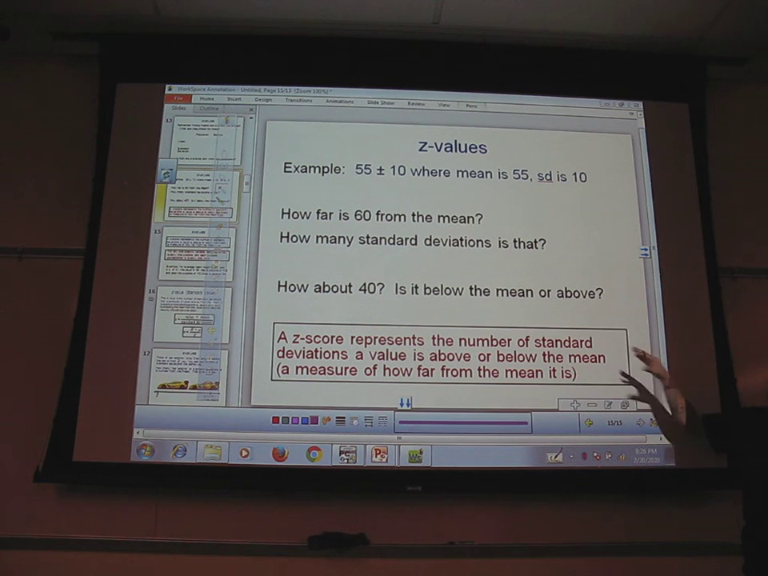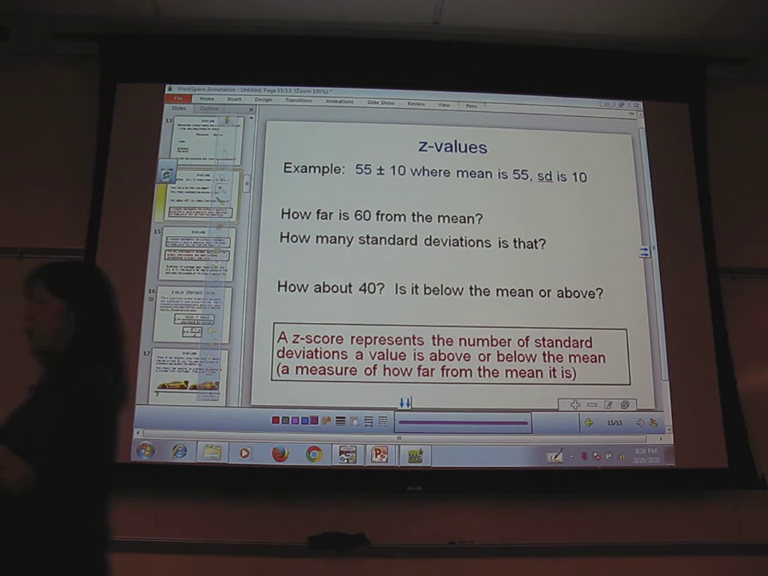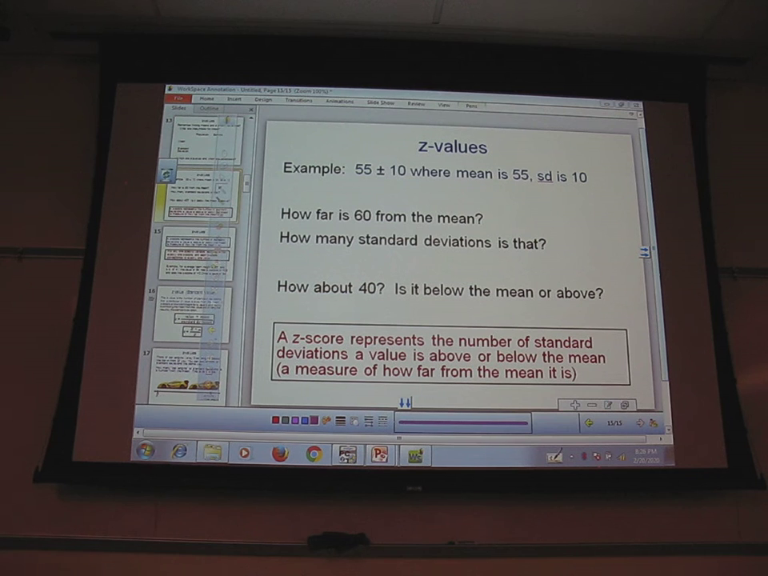I need you guys to all say this with me, not the last line, but the first 2 lines. Ready? 1, 2, 3. The Z-score represents the number of standard deviations of values above or below the mean. Good. You need to know this. It's really important. It comes up in chapter 3, chapter 6, 7, 8, and 9. It's all over the place for the rest of the semester. So you really need to know this. It's a measure of how many standard deviations you are from the mean.